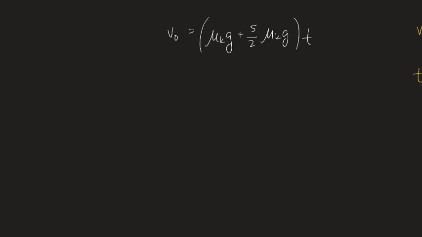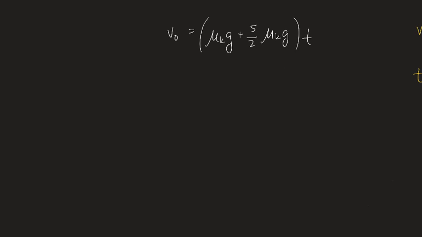But we're supposed to get t. We want to know how long it takes for this to stop. I want to solve this for t. And then eventually, I want to get delta x. How far does it go? That's going to be a lot of algebra. So let's start by finding t.